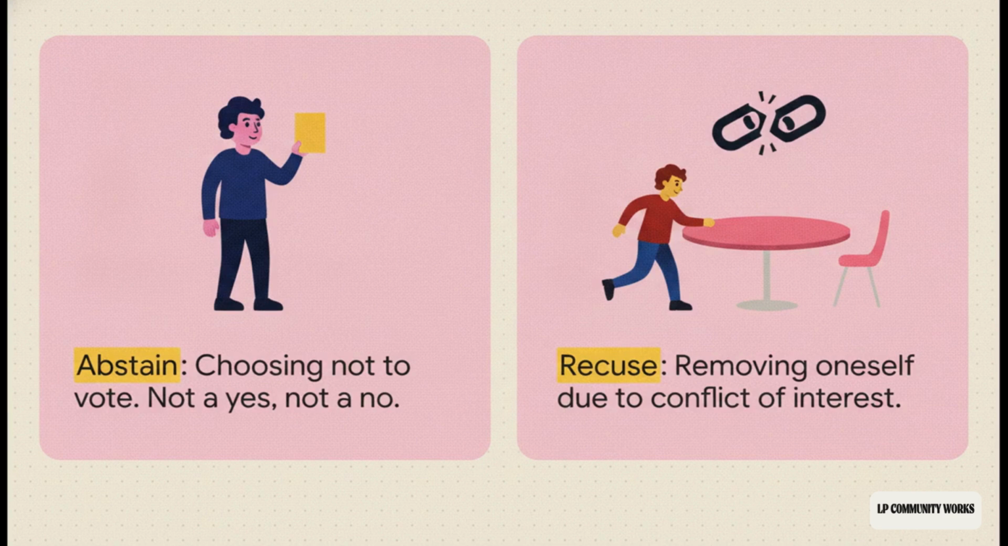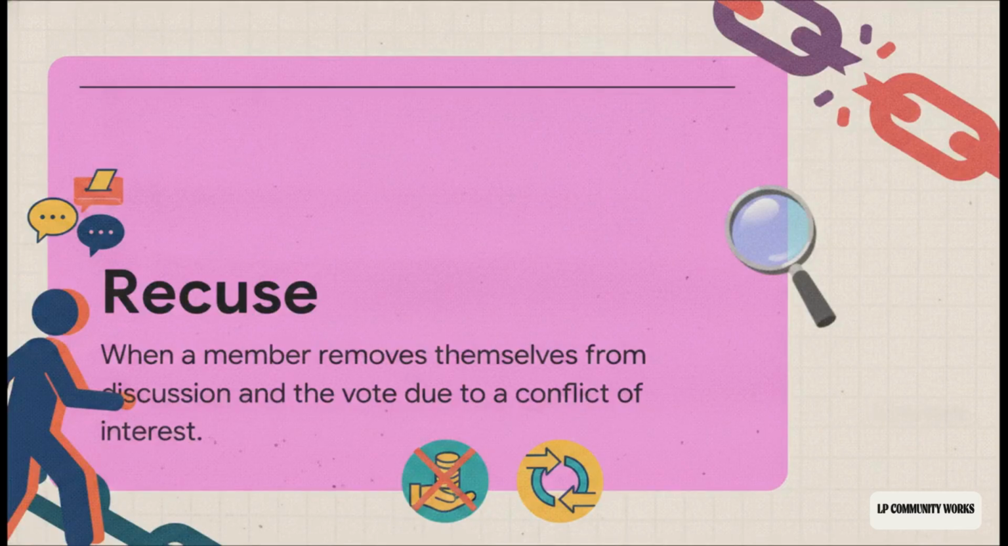People throw them around interchangeably all the time, but they actually represent 2 very different ways of stepping back from a vote. Let's look closely at recuse first. When you recuse yourself, you are completely removing yourself from the discussion and the vote because of a personal or financial conflict of interest. Like, say your brother's construction firm is bidding on that new community park. Yeah, you need to recuse yourself.